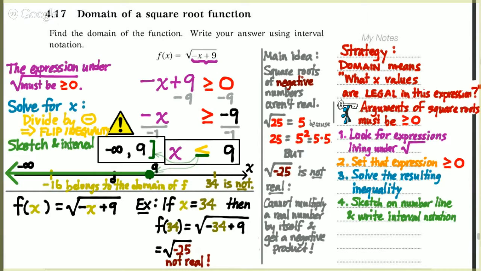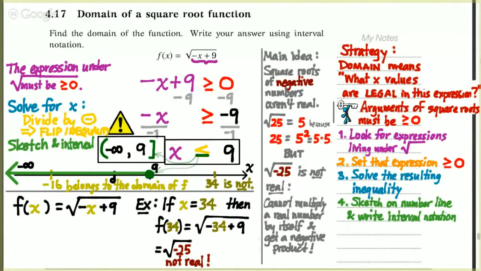And as a check, if we were to plug 9 into this function, we would get the square root of minus 9 plus 9, which is the square root of 0, which is 0, and that's a real number. So 9 does belong to the domain, which is why we need that square bracket in our final answer. On the other hand, the negative infinity at the left-hand extreme of our interval is not a number at all, and so we cannot include it in our answer.